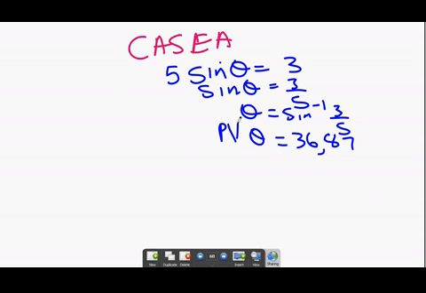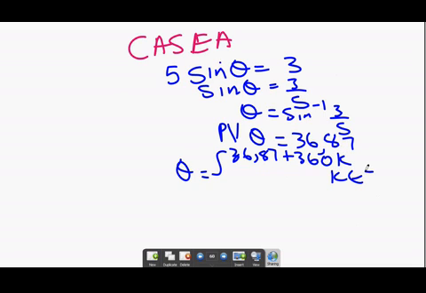Now this is theta, my primary value. It's not my answer. My answer is going to be theta equal to, because it is sine, it is going to branch out: 36,87 plus 360k, where k is an element of integers. Then I'm going to subtract that from 180, and it's also going to be related to 143,13 plus 360k. Now I've got the complete general solution for that case.